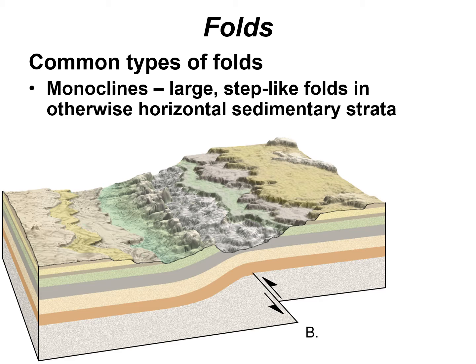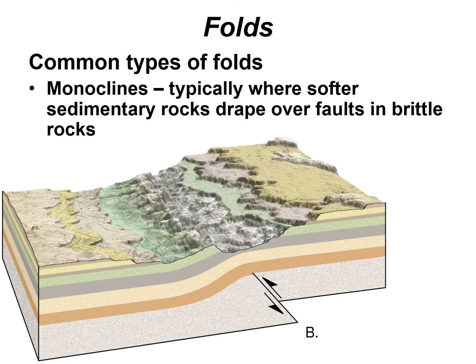And then some other folds, we have what's called a monocline. And so monoclines are often kind of just simple stair-step folds like that. They are believed to be sedimentary rocks that are draped over a reverse fault in more brittle, harder, igneous or metamorphic rocks underneath. And so there's the basic rundown of that.